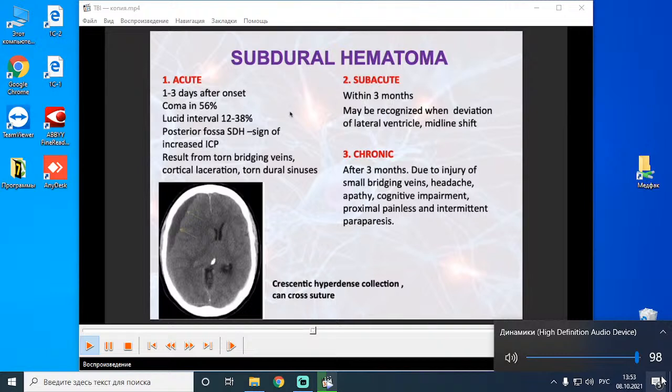Subacute subdural hematoma, within 3 months, may be recognized by deviation of the lateral ventricle and midline shift. And also chronic, after 3 months, due to injury of small bridging veins: headache, apathy, cognitive impairment, and intermittent paraparesis. Crescentic hyperdense collection that can cross sutures.